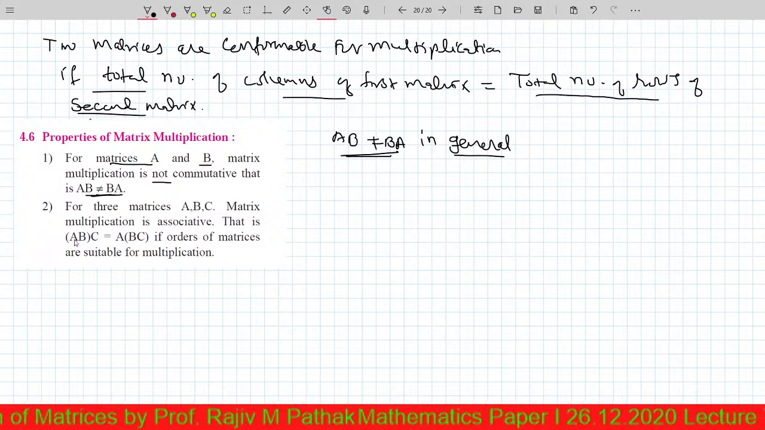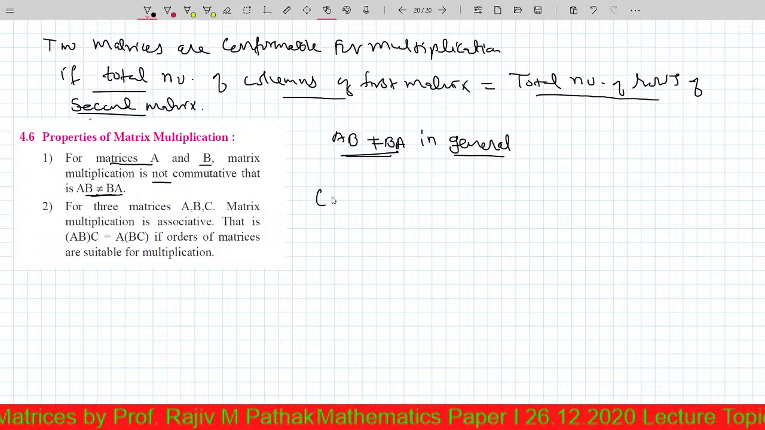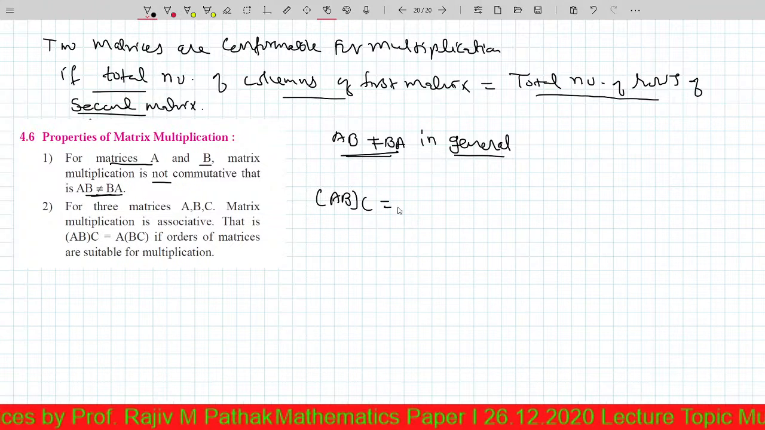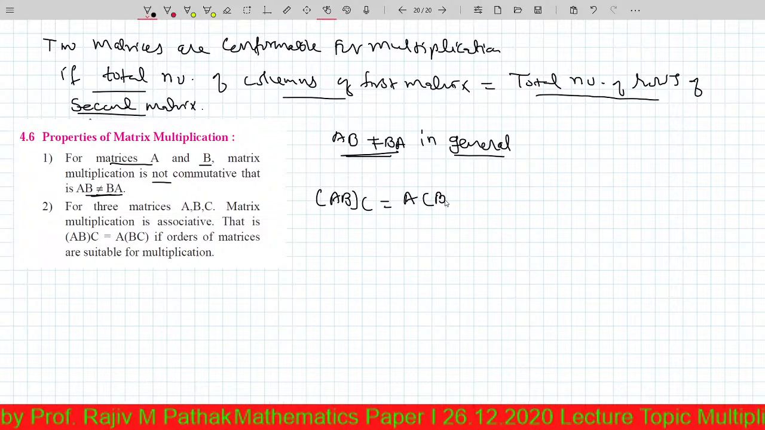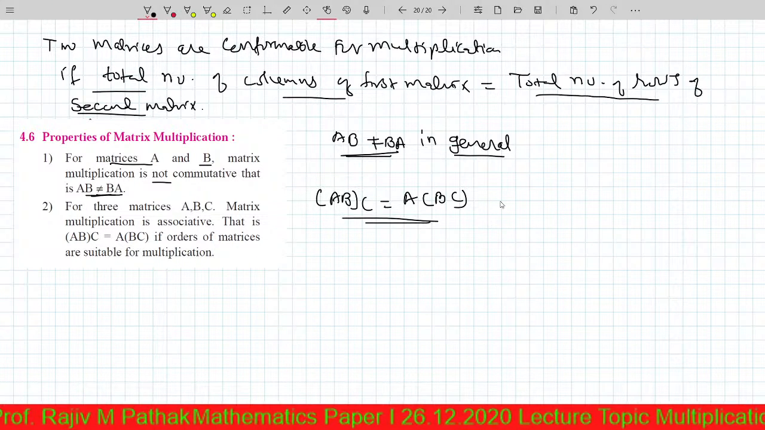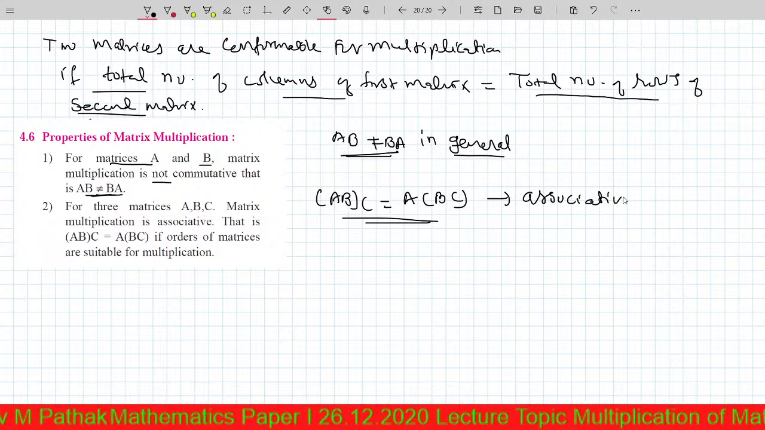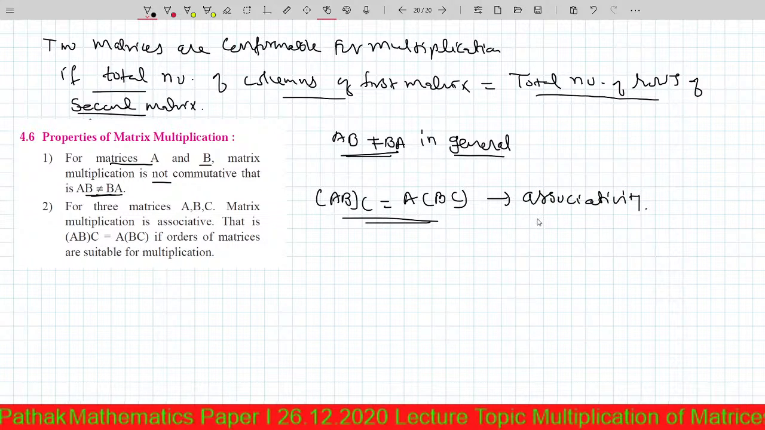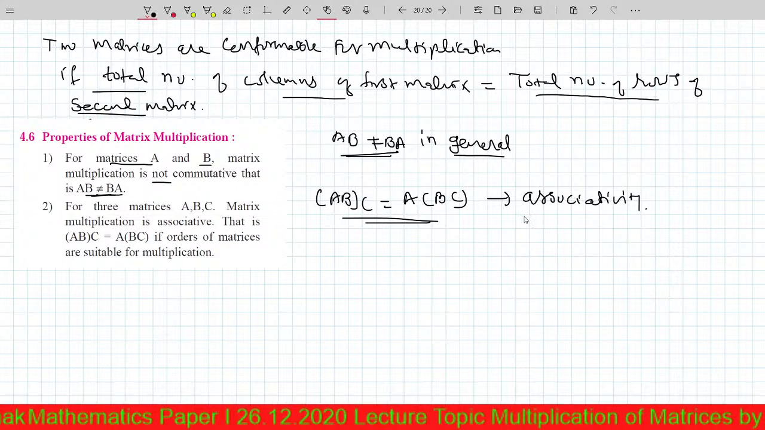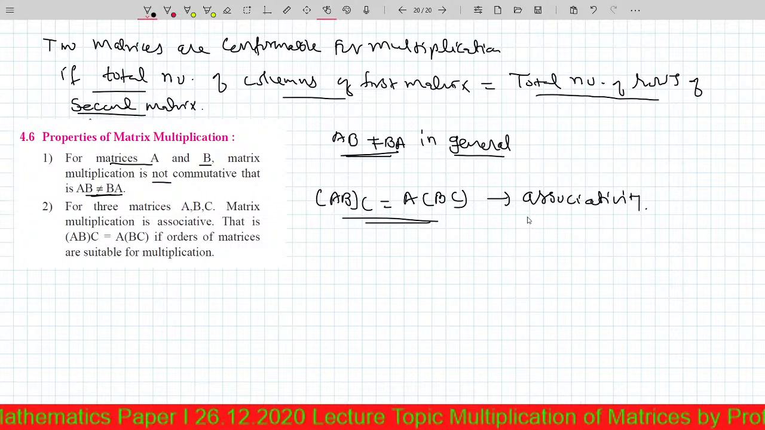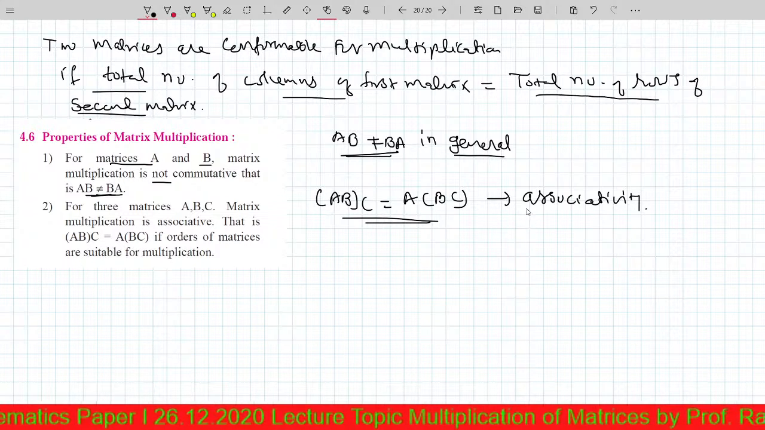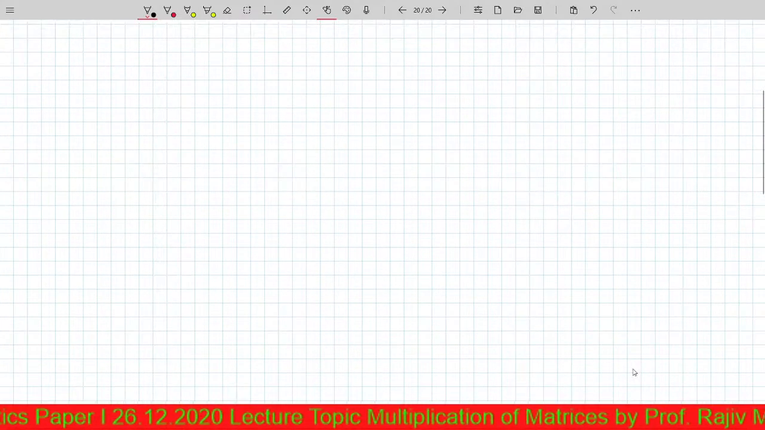Now matrix multiplication is associative. That means (AB)C is equal to A(BC). So this property is called associativity. So matrix multiplication is associative, but it is not commutative in general. Now let's solve some examples from the exercise.